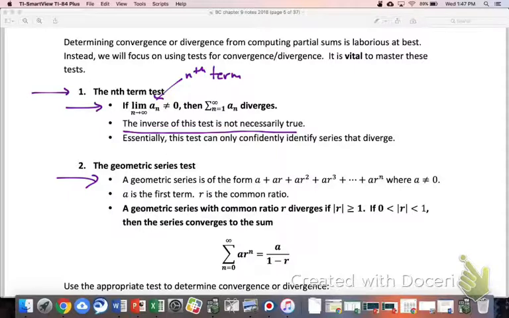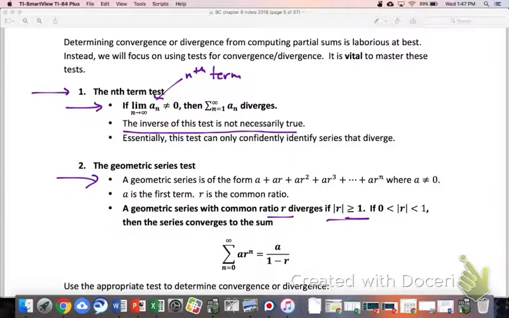Just keep multiplying to get the next term over and over again. So the geometric series with a common ratio of r diverges if the absolute value of r is bigger than or equal to 1. But if the absolute value of r is between 0 and 1, in other words, a fraction, then you're going to get a converging series. So really what you have to do there is identify the common ratio. If you can identify that, you can run it through this test and you can tell.